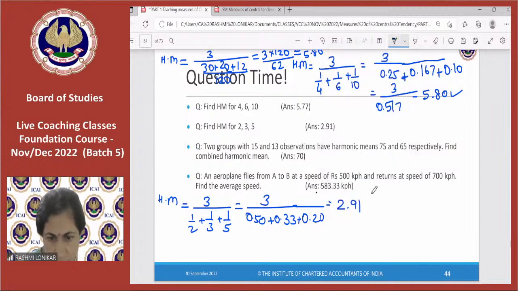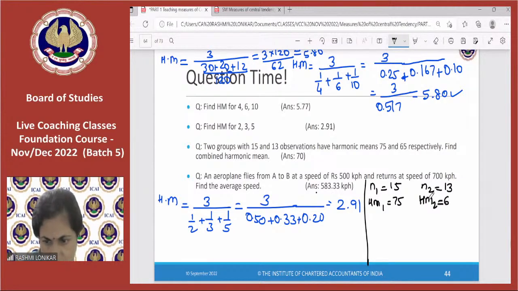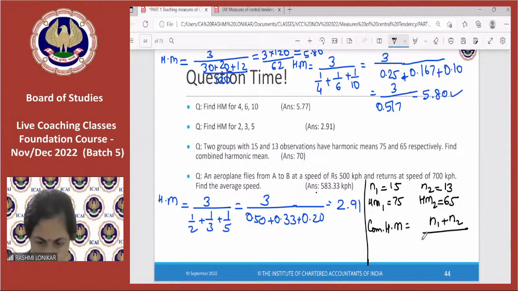So what they are saying is you have two groups. N1 is 15. N2 is 13. Then harmonic mean 1 is 75. Harmonic mean 2 is 65. Now I have to just place them in the formula. Combined harmonic mean is equal to N1 plus N2 upon N1 upon H1 plus N2 upon H2.